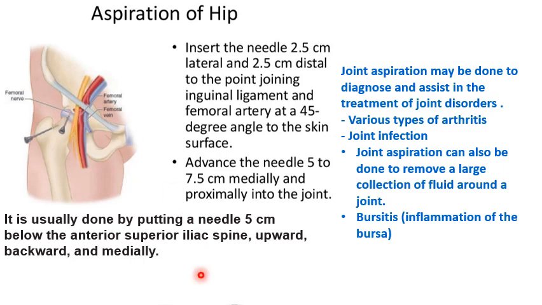So this is usually done by putting a needle 5 centimeters below the anterior superior iliac spine, upward, backwards and medially. So that's how the aspiration of the knee joint is done to evaluate any joint infection or any arthritis, or to remove the excess collection of the fluid within the joint.